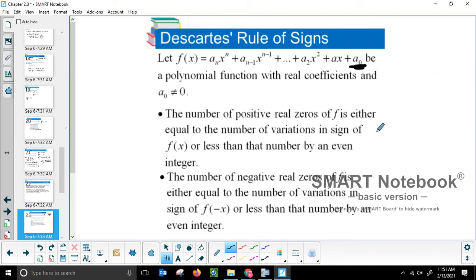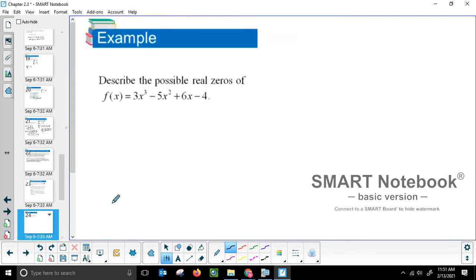The number of positive real zeros of f is either equal to the number of variations in sign of f of x or less than that number by an even integer. The number of negative real zeros of f is either equal to the number of variations in signs of f of negative x or less than that number by an even integer. This can be a little confusing, especially the 'or less than that number by an even integer.' That just has to do with the fact that complex solutions come in pairs, but we'll look at an example that's a little easier.